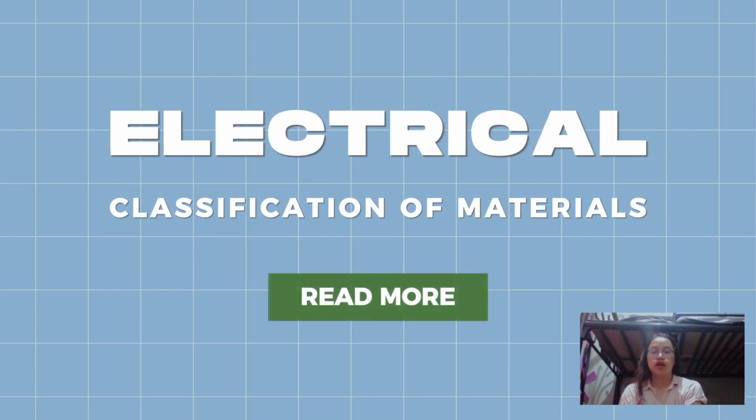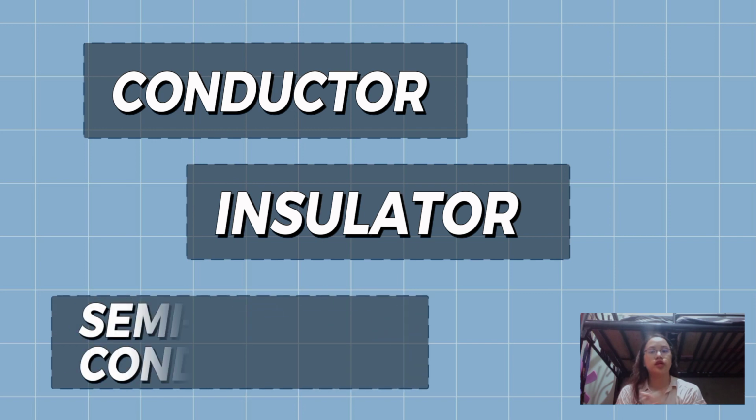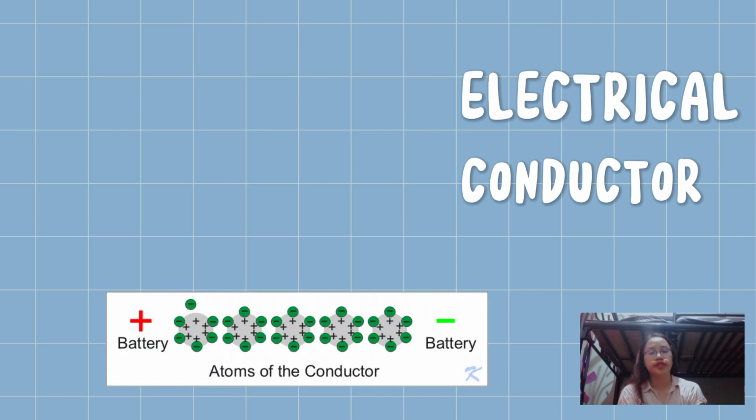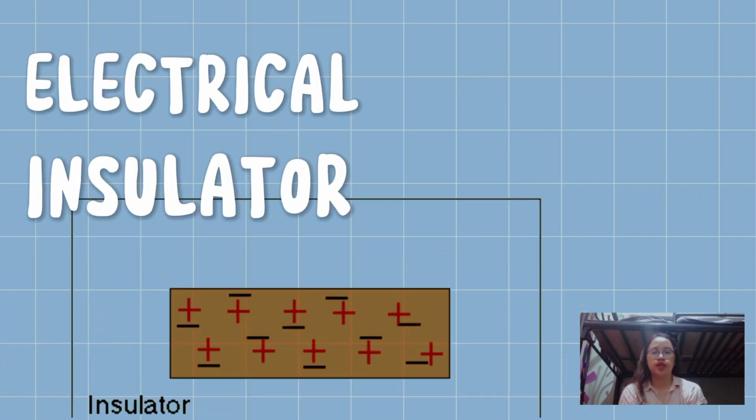Here we are going to study the electrical classification of materials. You can also say the difference between conductor, insulator, and semiconductor. Then let's start this topic. First, the electrical conductors. These are materials that allow the essentially free passage of current when connected to a battery or other source of electrical energy.